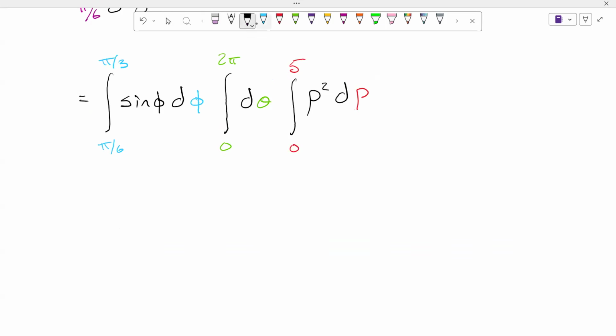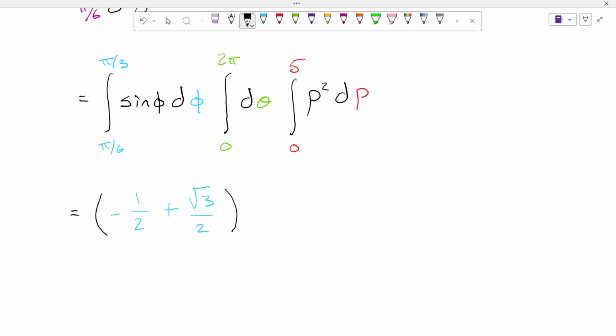Okay, so if we evaluate each of these things, sine phi integrates to negative cosine. And then I just need to plug these two things in. So cosine of pi over 3 is 1/2. So this will be negative 1/2 minus a negative cosine of pi over 6. And cosine pi over 6 is root 3 over 2.